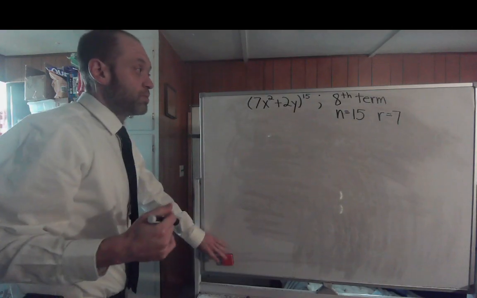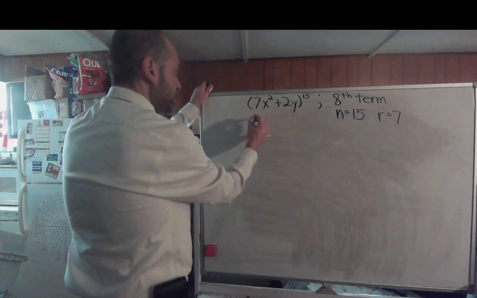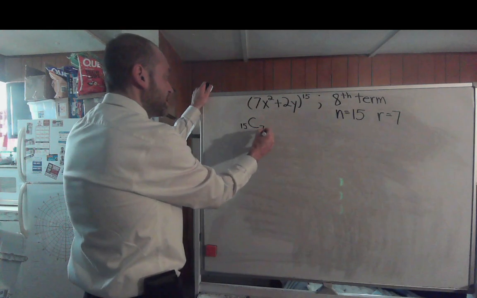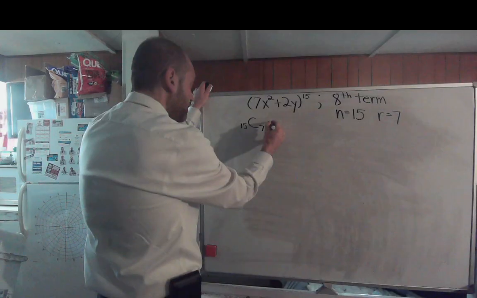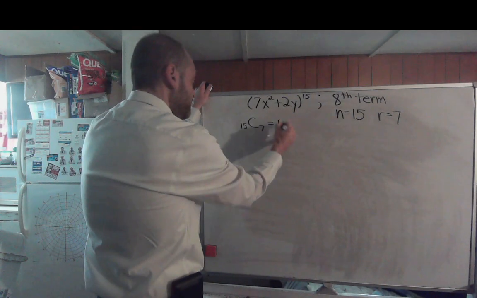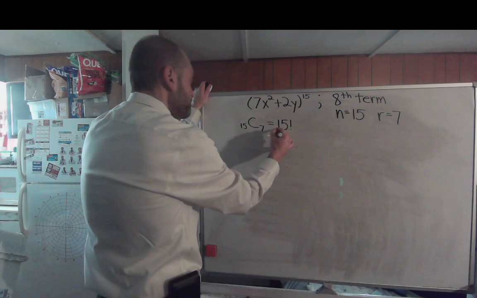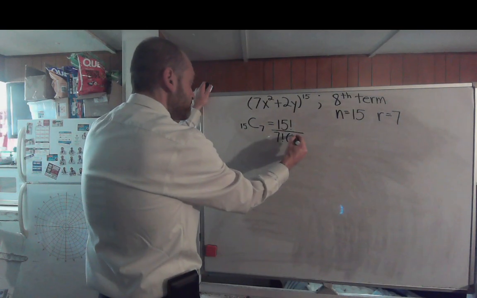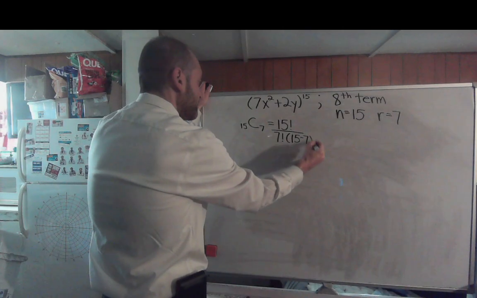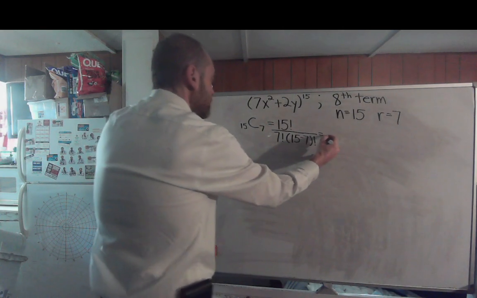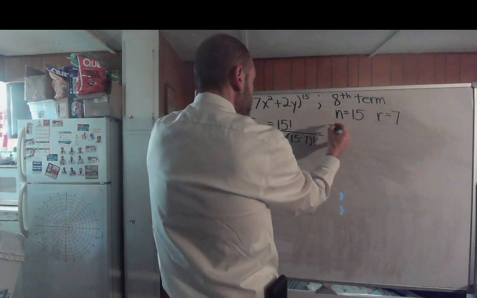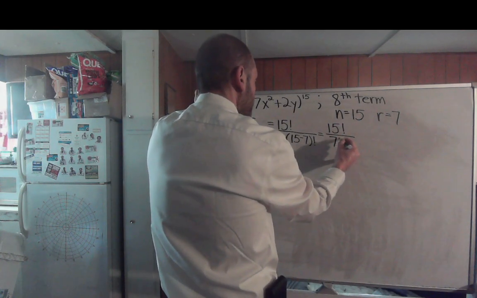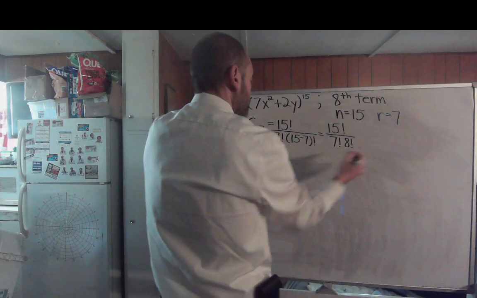Now, at this point, we can find the starting coefficient by taking the combination of those 15 things, 7 at a time. Well, that of course would equal 15 factorial all over 7 factorial times the quantity of 15 minus 7 factorial, which is going to then equal 15 factorial all over 7 factorial times 8 factorial.